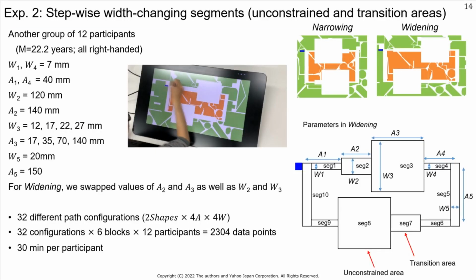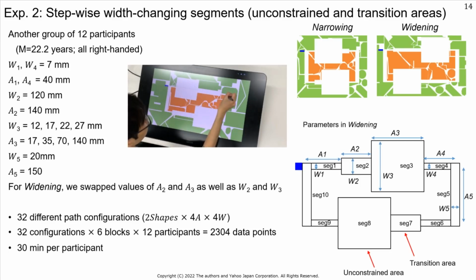Next, in experiment 2, we tested the effects of stepwise path width changes. For example, in a widening path configuration, segment 1 was very narrow, segment 3 is a wide unconstrained area, and segment 2 is a transition area. We didn't test a constant width condition in experiment 2, and thus we used 2 path shapes, including narrowing and widening path. There were 32 path configurations, and the participants repeatedly tried 6 blocks.